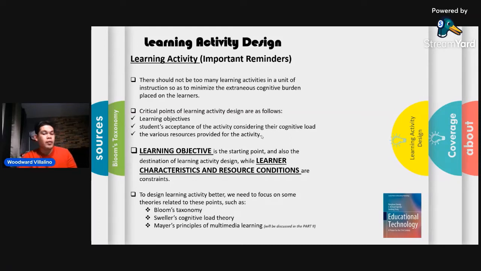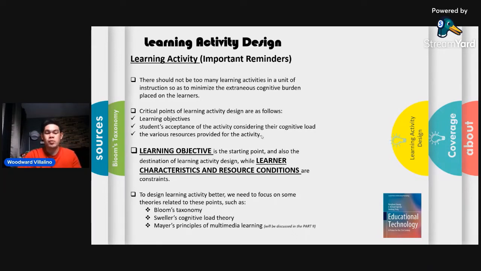So what is the condition of our resources? Is it good? Is it enough? Is it effective? Is it redundant? And the learner's characteristics, are they receptive to it? Do they accept the activity? These are the ones that would constrain us from reaching our objectives when it would not be effective. So it is important that we also learn how to evaluate.